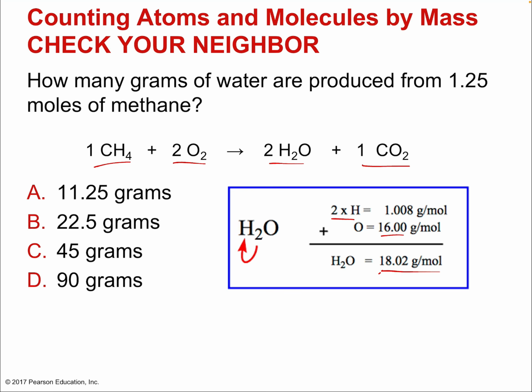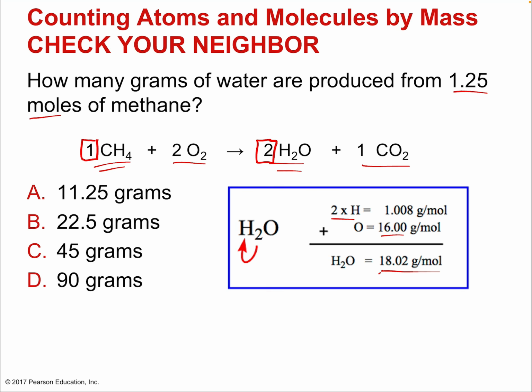But we were asked how many grams are produced from 1.25 moles of methane. Well, let's look here. We have methane coming in, and we have water coming out. Is the ratio the same? Are we getting just as much water per methane? No. For every 1 mole of methane, we're getting 2 moles of water. How do I know that? From the coefficients here. So if I put in 1.25 moles of methane, how many moles of water should I get?